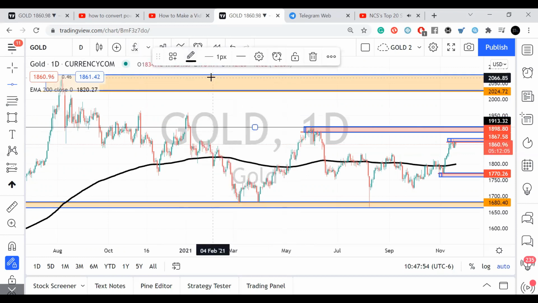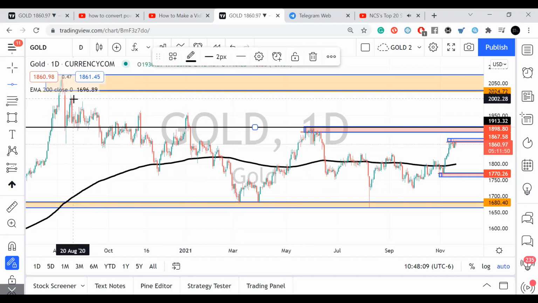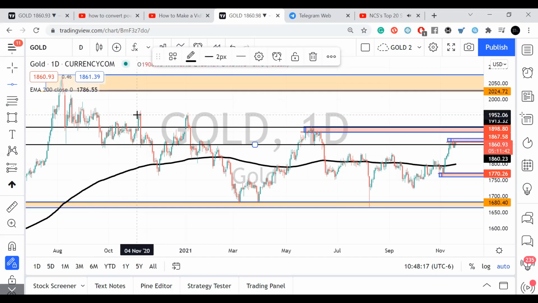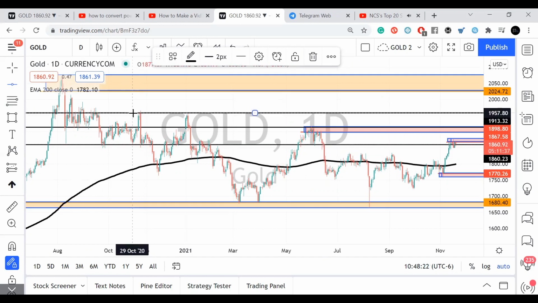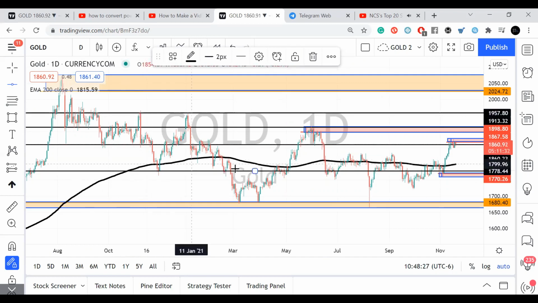Let me just mark this with a black line. This low here, then we had a pullback, we had a breakout to the downside. Then from here to here, you know this is a daily structure. From here, we had this breakout before pulling up. So all of this is daily structure. Then from here, we had this other structure here. Can you see here?